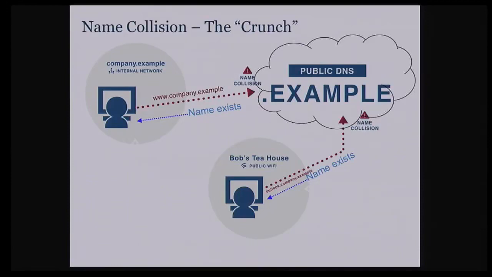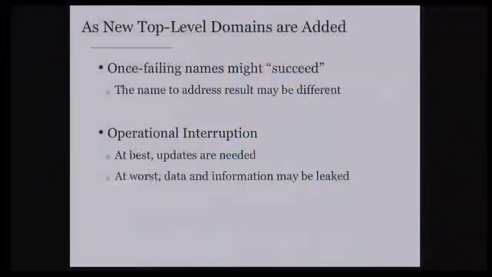But someday, the TLD that you're trying to get to may actually appear in the public DNS. It's now defined. The .example suddenly is put there. Those users out there that were getting no answer for this and going back to somewhere else are now getting an answer. And they may be going to the wrong place. They may be getting different answers.